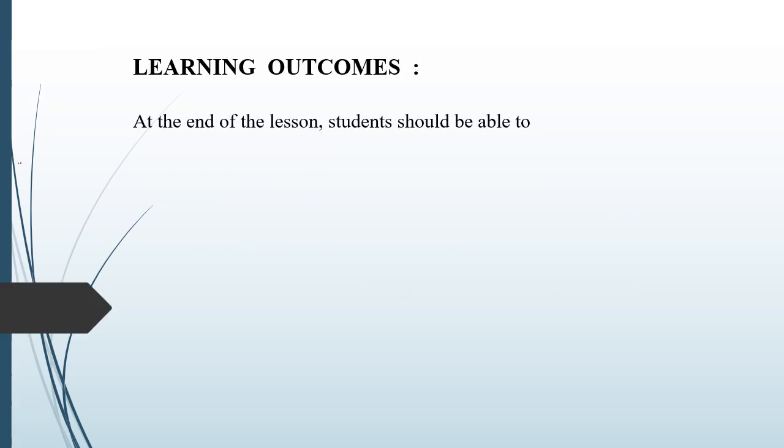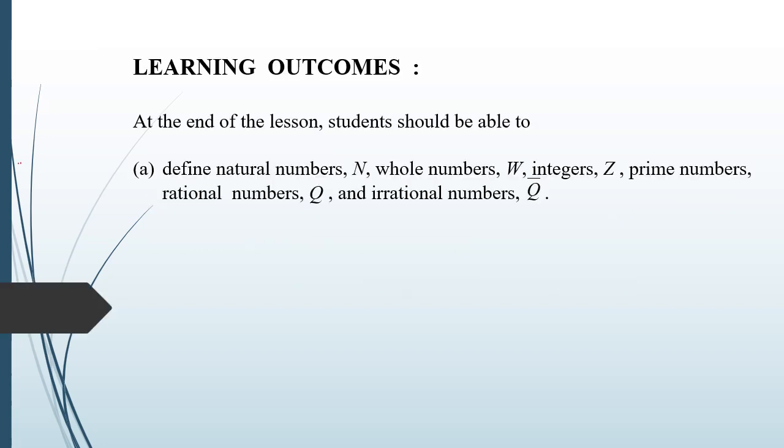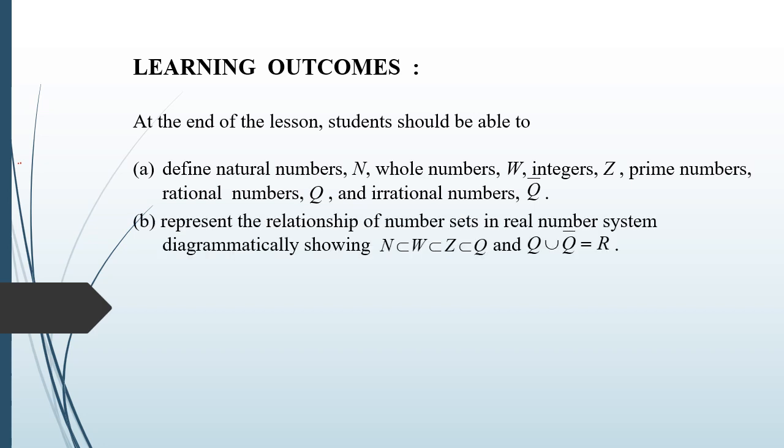So at the end of the lesson, students should be able to, the first is to define the natural number, whole number, integers, prime numbers, rational number, and irrational number. Okay, so we represent natural number as N, whole number as W, integers as Z, rational number as Q, and irrational number as Q bar.